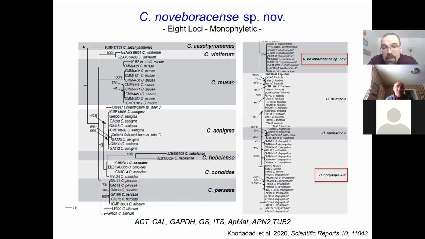We used 8 different loci, or basically DNA fingerprint regions, to identify the species. And you can see here where it clusters in this family tree: it is a sister species to Colletotrichum fructicola, very close to it, and also to Colletotrichum nupharicola, and very close to the Colletotrichum chrysophyllum that we told you was the second most dominant species causing bitter rot on apples.